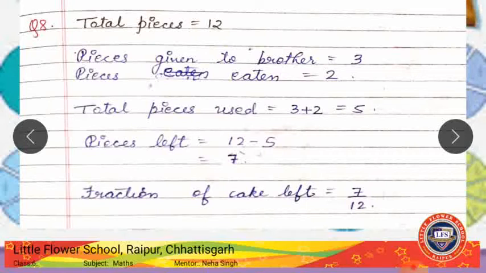So since 5 fractions out of 12 was consumed, how many fractions are left? 7, right? So now we need to find how many parts are left. 7. So we will find that out of 12, total 12 parts, 7 parts are left. So 7 by 12 is the fraction.